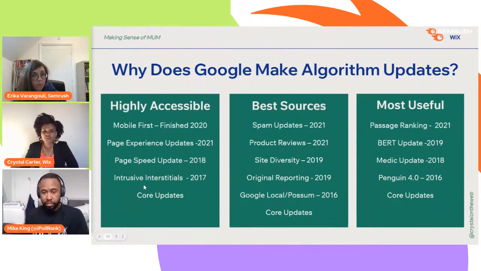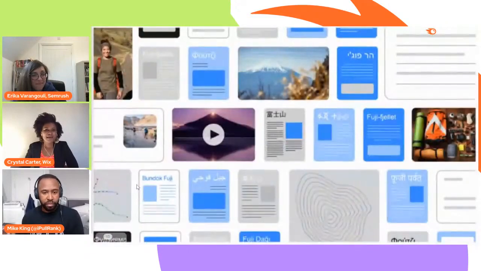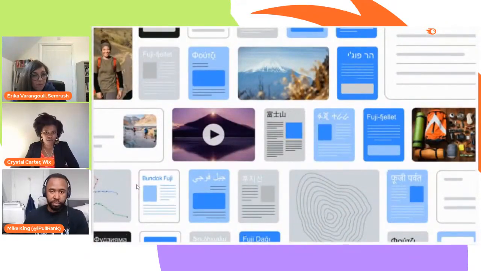So what does that have to do with MUM, right? What am I on about? Well, MUM is the latest in Google's suite of super powerful algorithms. It runs alongside BERT, but it's much more powerful than BERT. And again, Mike is going to get into all the details around that. But MUM stands for Multitask Unified Model.